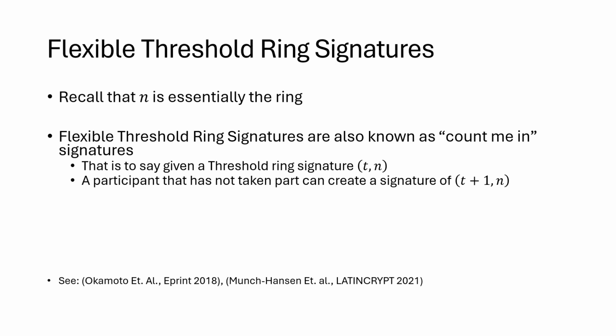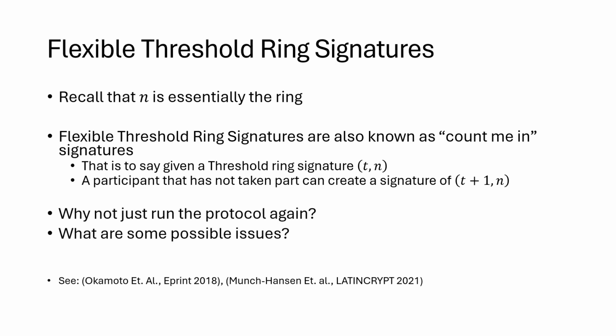Suppose you have a valid threshold ring signature of t of n scheme. Flexible threshold ring signatures allow you to take that existing signature without any communication with the people who actually generated it to add your participation into it. So that's pretty cool. But can someone tell me what are some of the possible issues of such a scheme as we increase t?